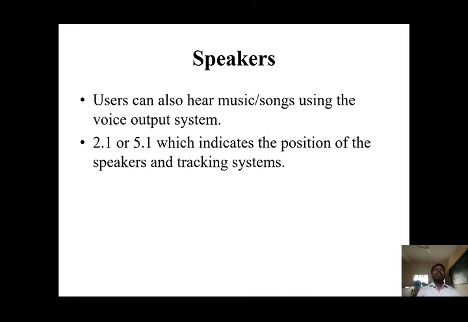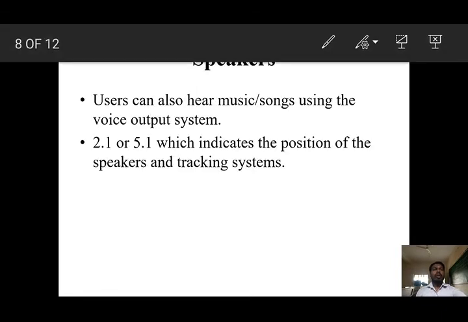Next, users can also hear music and songs using a voice output system. So in day-to-day life, we are using speakers to listen to music and songs with the help of the voice output system. Next, 2.1 or 5.1. Everywhere we know 5.1 audio system, 2.1 audio system. What do 2.1 and 5.1 mean? They indicate the position of speakers and tracking system.